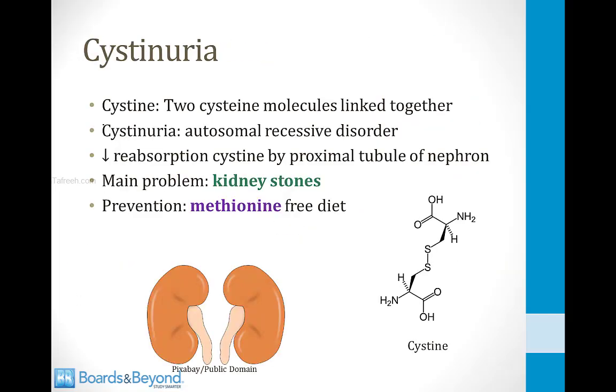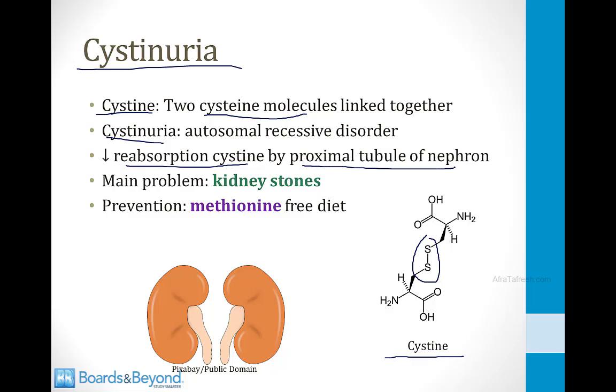I'll finish this module by mentioning a condition called cystinuria. Cystine is a molecule composed of two cysteine amino acid molecules linked together. If you look at the bottom right side of the screen here, this is the chemical structure of cystine, and the two sulfur groups are linked together. Cystinuria is an autosomal recessive disorder where there is poor reabsorption of cystine by the proximal tubule of the nephron. And the main problem is recurrent kidney stones, and I talk about this in more detail in the renal modules on kidney stones.